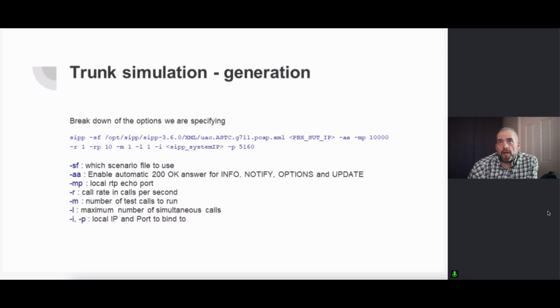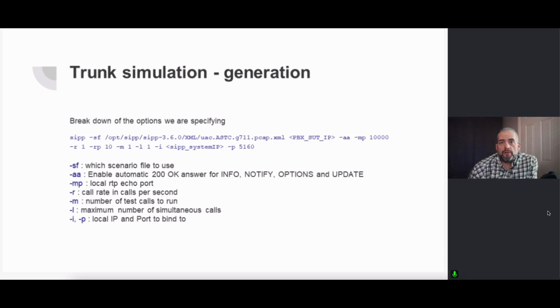So let's break down those individual options. Right. So the first is SF, that stands for scenario file. It could be a local relative path or an absolute path. I generally use absolute path, but it doesn't have to be. The big advantage using absolute path is if you end up creating scripts that call your CP scripts, right?